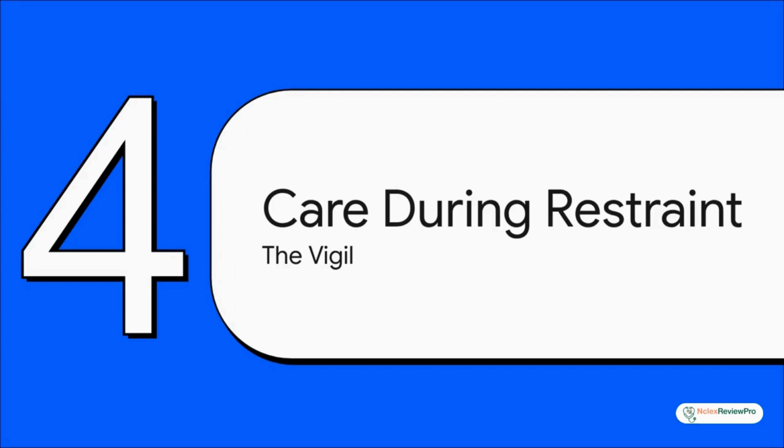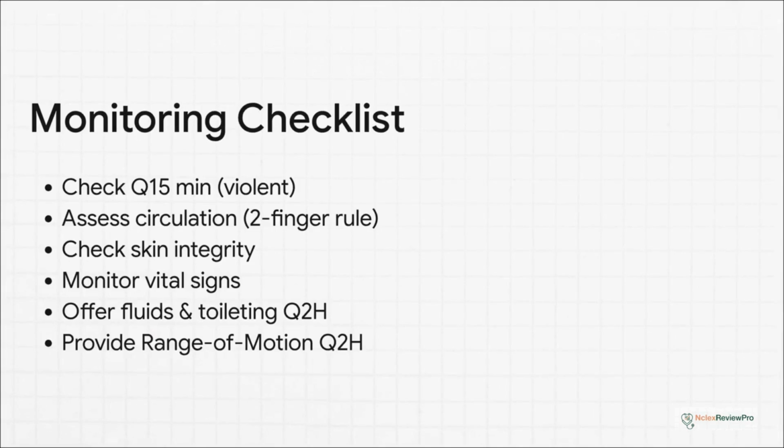So you've applied the restraints. Is the crisis over? Nope, not even close. In fact, this is where a period of incredibly intense, vigilant nursing care begins. Your job just got even more critical. This is your non-negotiable to-do list.